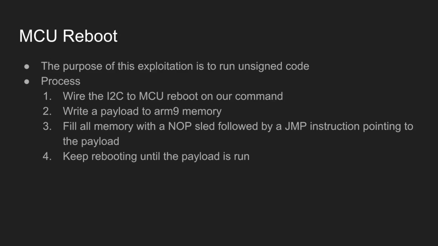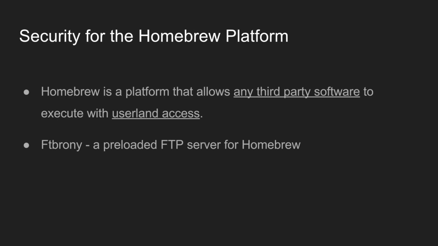Then write a payload to the ARM9 processor and fill all its memory with NOP slides followed by a JMP jump instruction that points to the payload. When finishing all these steps, simply keep rebooting until the payload runs. The payload could be any on-site program. In most cases, players use this to trigger the Homebrew Launcher, which we will introduce in the next slide.